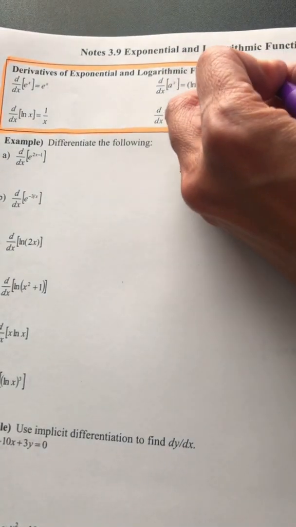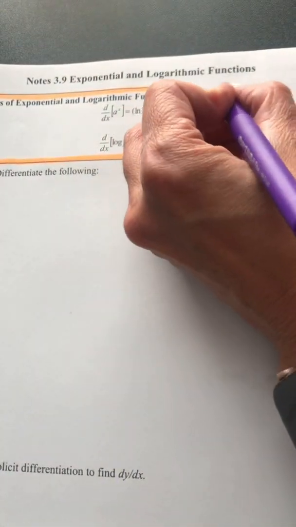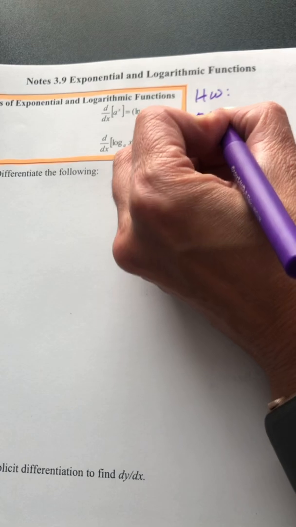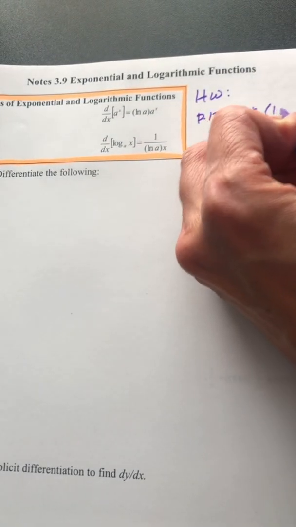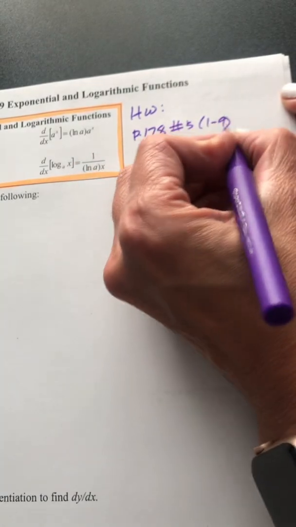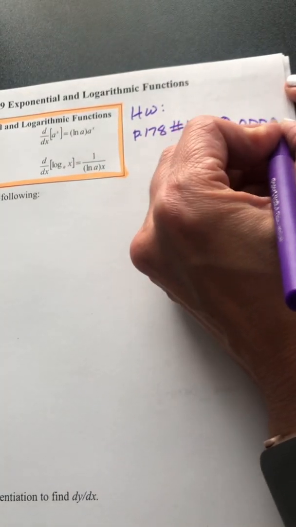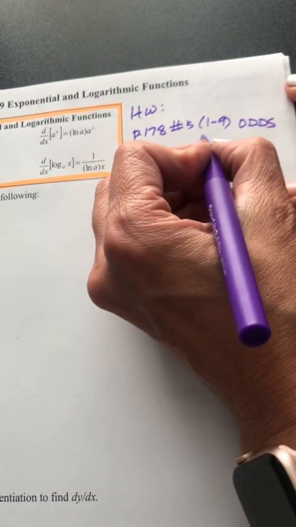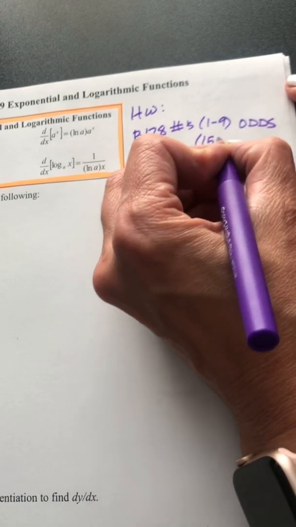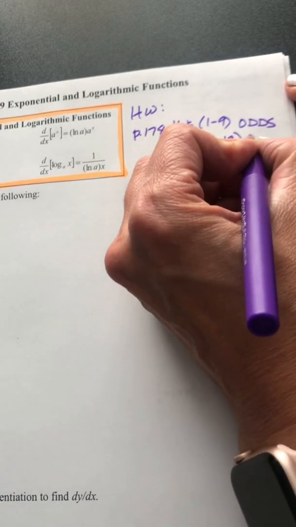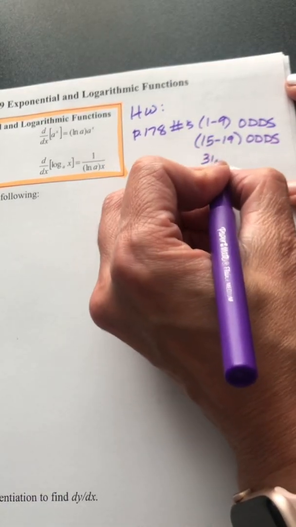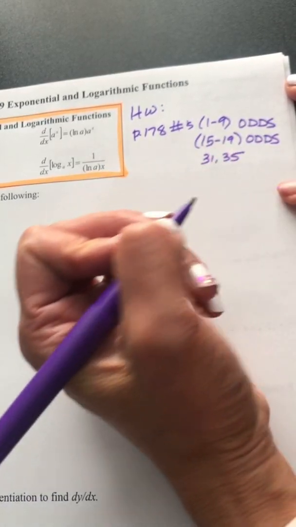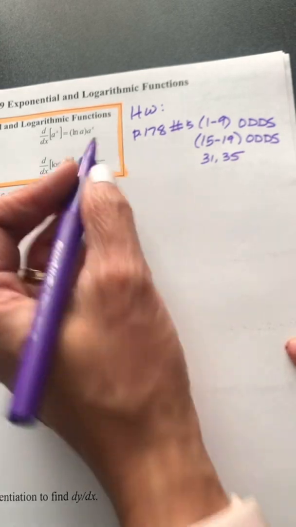The homework is going to be from your book, page 178, numbers 1 through 9, odds, 15 through 19, odds, and 31 and 35. Those are obviously already odd.